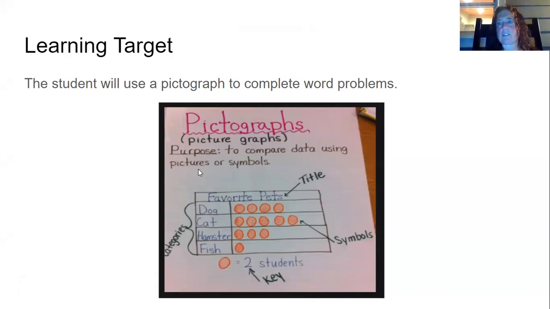So you know what a picture is. A symbol is something that can stand for something else. So if you didn't want to draw flowers, you could draw a circle that is a symbol for a flower.